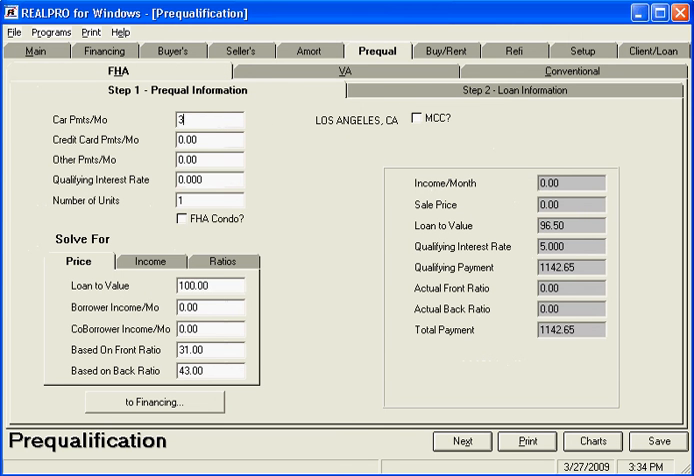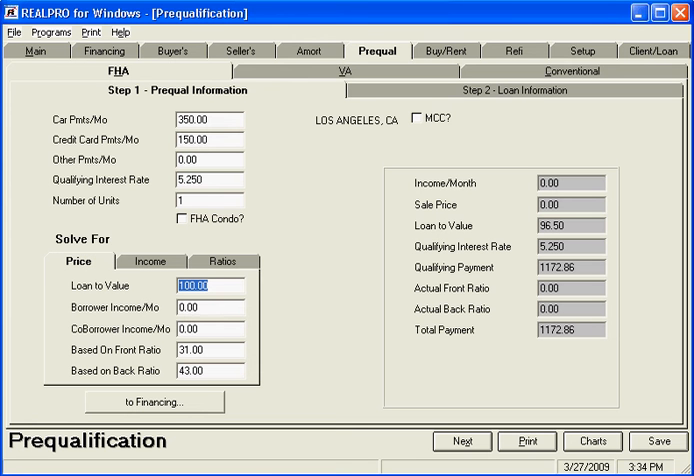Say they have a car payment of $350 and a credit card payment of $150. The interest rate that they're going to want to qualify at would be, let's say, 5.25. You would put in whatever today's interest rate is. Sometimes I just make up a sample number. We're going to solve for the price. You can also solve for the income or the ratios. We want to know what price these people can have.